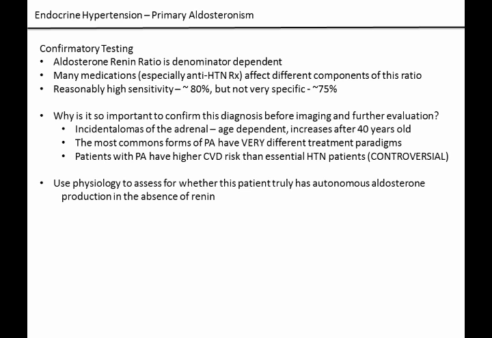people with primary aldosteronism, there is some belief that there's higher rates of chronic kidney disease and cardiovascular disease in the patients with primary aldosteronism because of those non-sodium effects of aldosterone, the increasing inflammation, fibrosis, and necrosis. It's a little bit controversial, though. So we are going to use physiology to assess for whether or not this patient truly has primary aldosteronism.